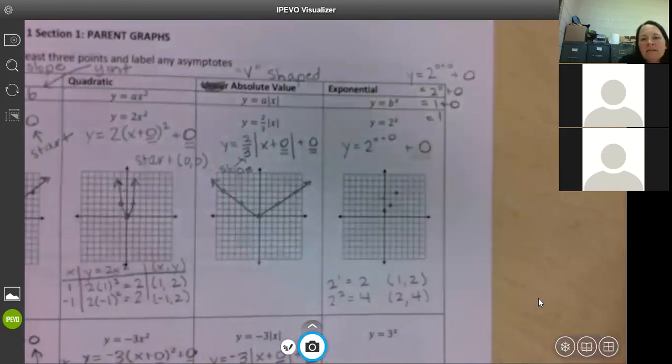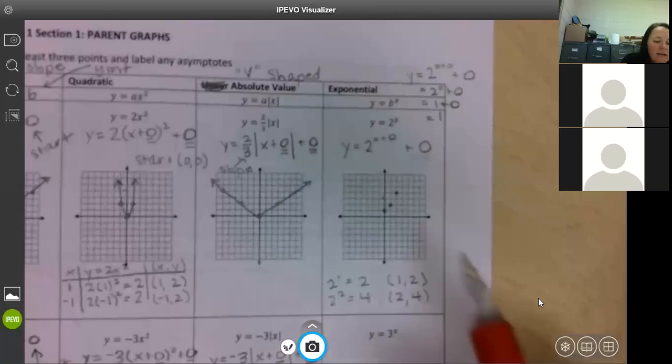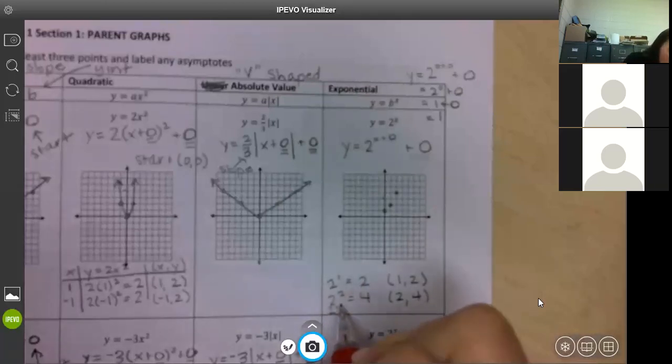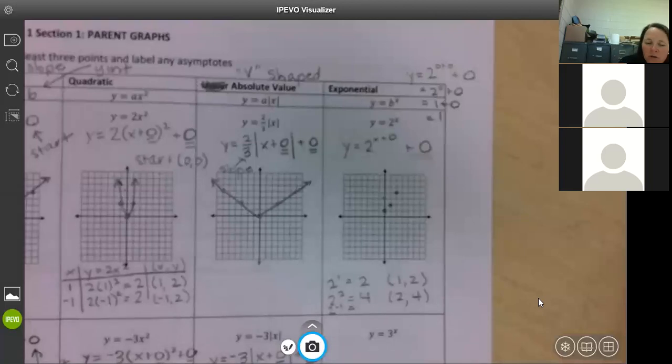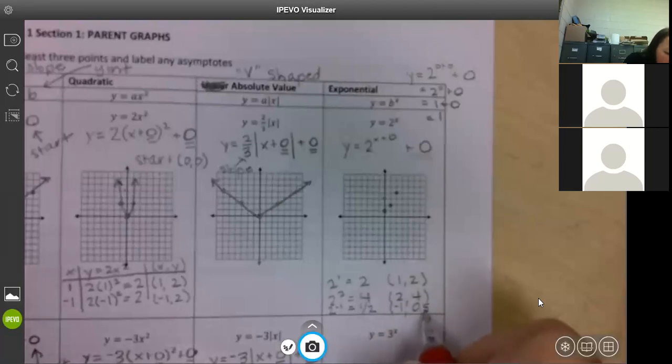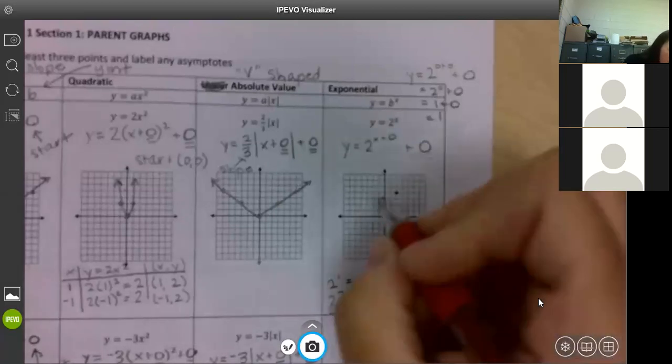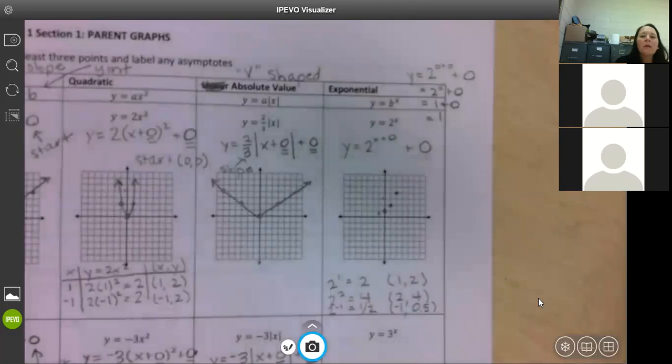Now, what's going to happen on this side, it's going to go up very quickly. So 2 to the 3rd is going to be 8, and that won't fit on this graph. 2 to the 4th is going to be 16, and then so on and so forth. So it gets really quick. Now, on the other side, if I plugged in 2 to the -1, and you guys can do that on your calculator, you're actually going to get 1/2. So your coordinate is I plugged in -1, and I got 0.5.